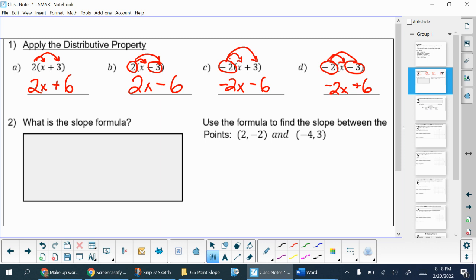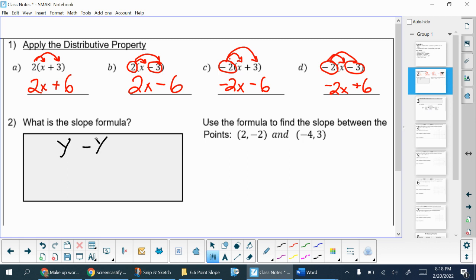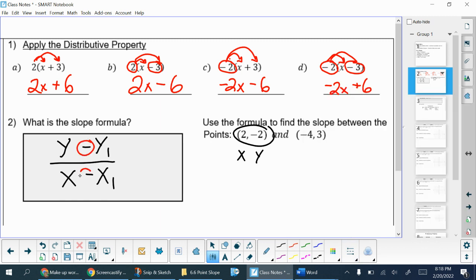The second thing we're going to need to remember is finding the slope between 2 points. The first thing we want to remember is what the slope formula is. That was y minus y1 over x minus x1. So x and y are one of the points. We usually just use that, x and y. It doesn't really matter which one. And then y1 and x1 is just the other point. A really big important thing on these is that the negative sign, that subtraction, is part of the formula.